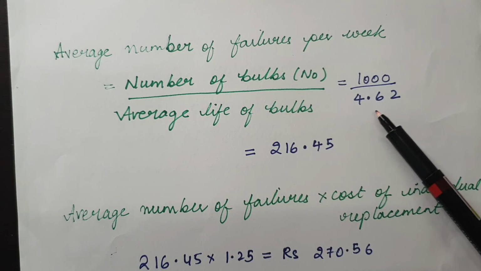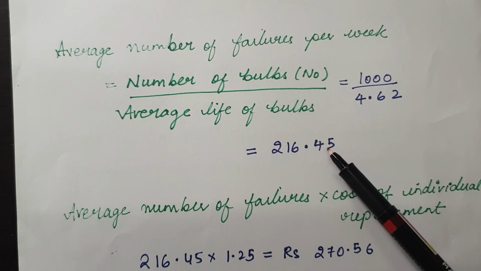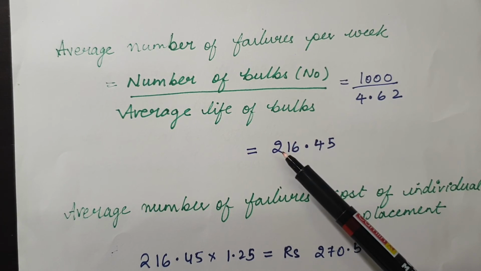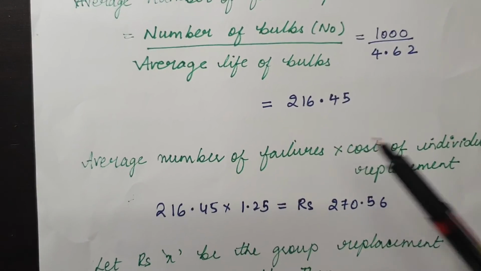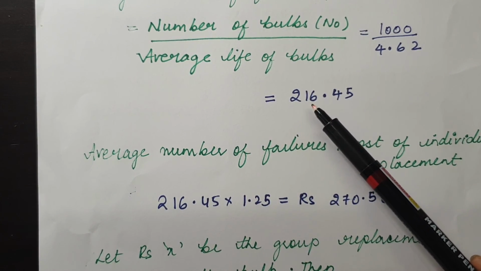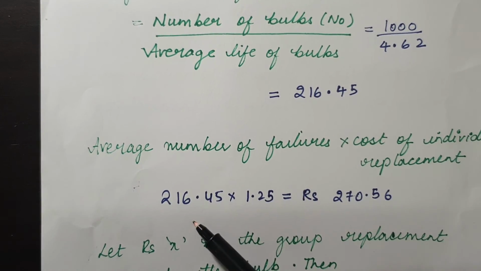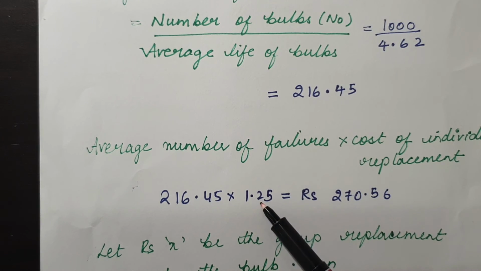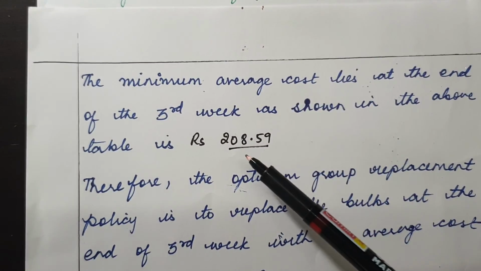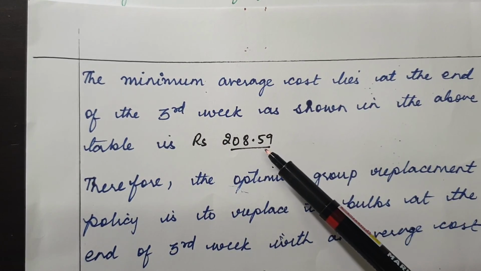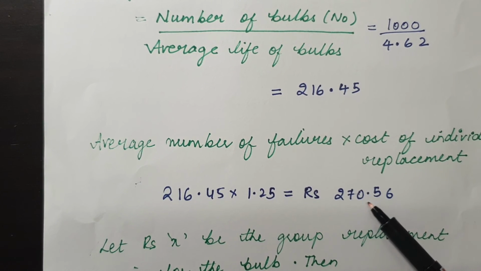So if you divide 1000 by 4.62, you will get 216.45. This is the number of bulbs. So the average number of failures into the cost of the individual, 1.25 if you go for individual replacement, will be 270. If you go for group replacement, you get 208.59. If you go for the individual, you get 270.56.